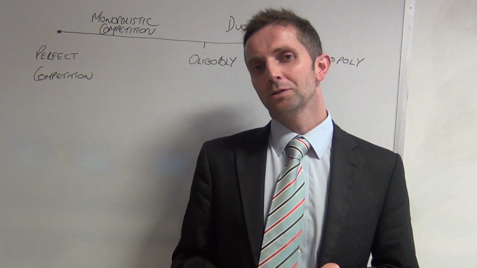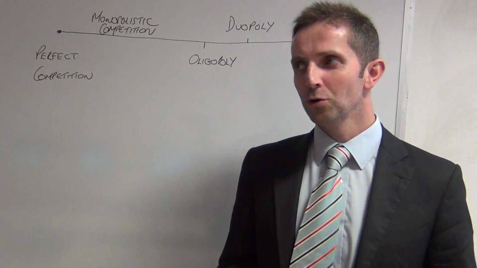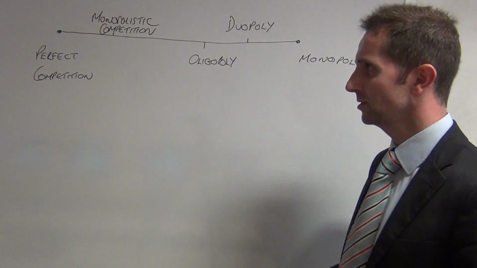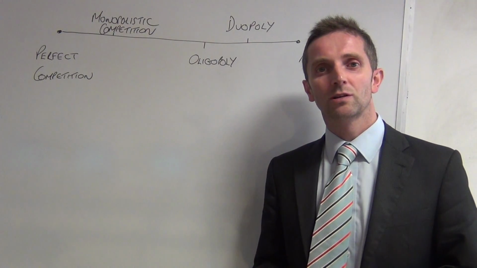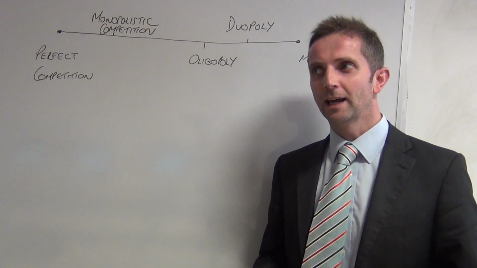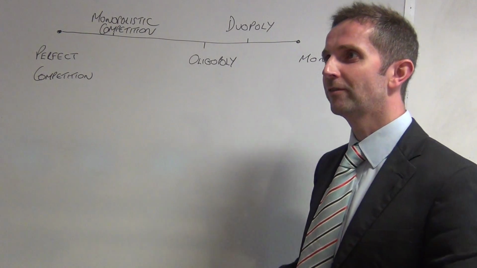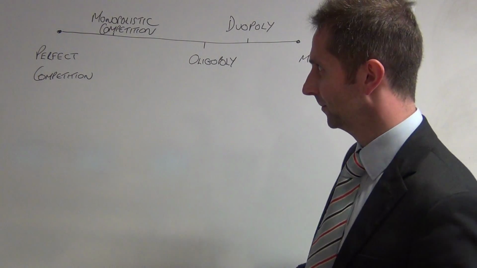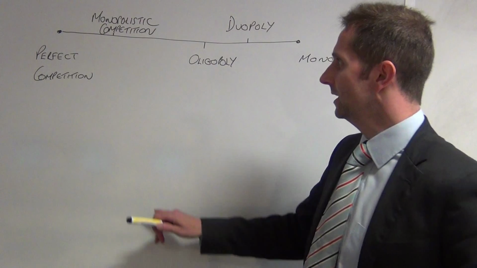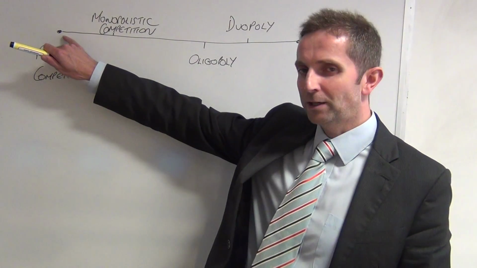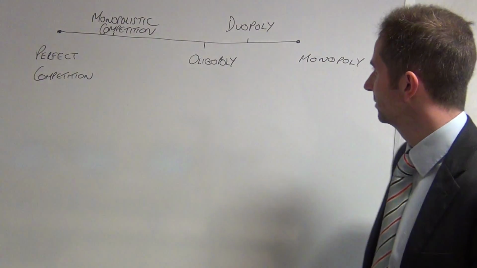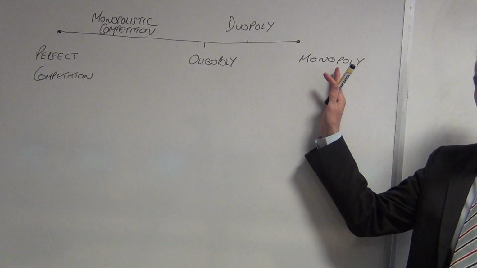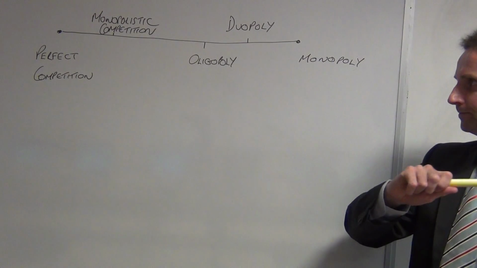So what I'm going to do today is run through the market structures, that's the competitive market structures, in anticipation of the Friday, date for your diary, the Friday transport paper. So what I'm going to look at is the spectrum of competition. On the one extreme we've got perfect competition, and at the very other extreme we've got monopoly.